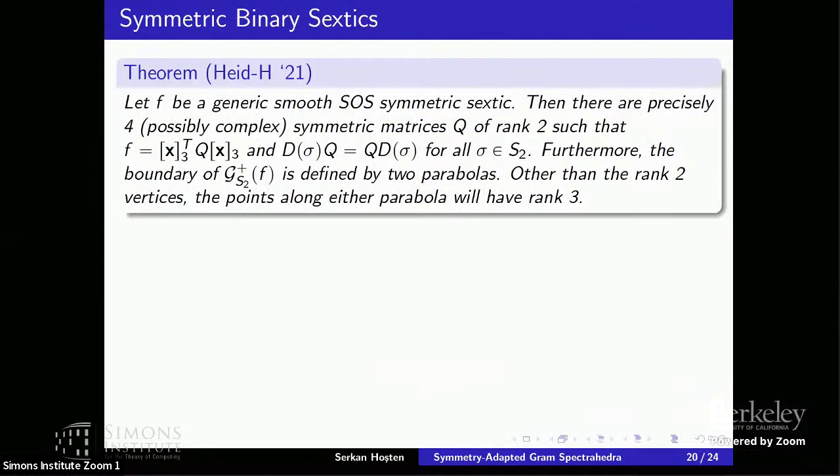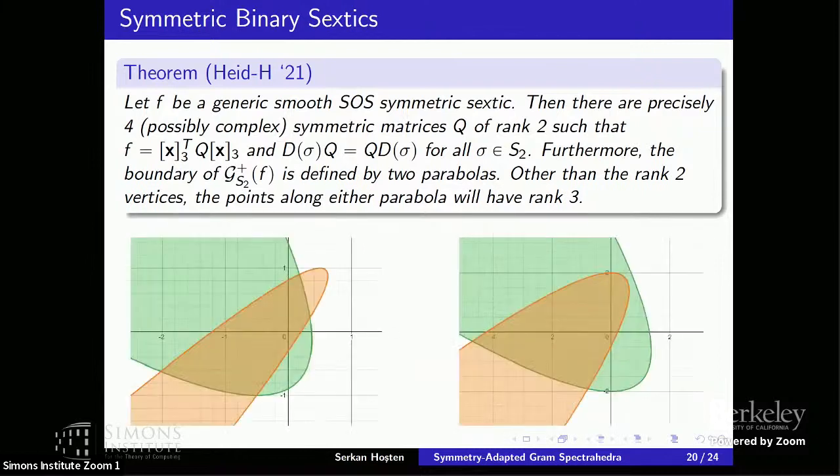Let me see. So here's another one. This is symmetric binary sextics. Remember, I told you the non-symmetric version. It was a tetrahedron-like object. If you insist that it's symmetric, then it's again two-dimensional. This time it's the intersection of two parabolas, and it could have up to 4 rank 2 vertices.